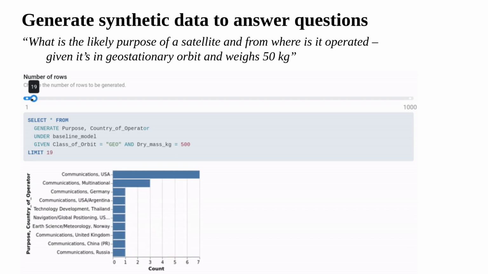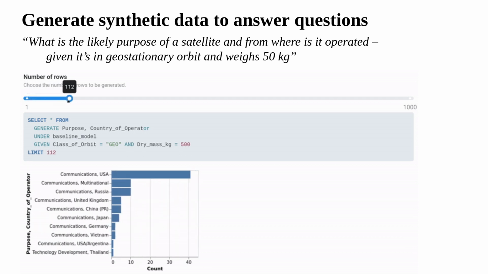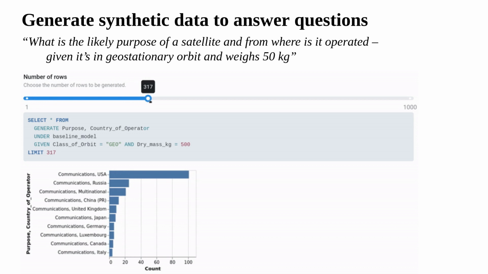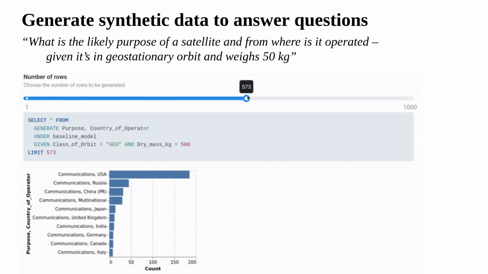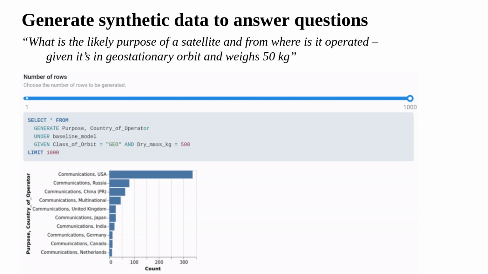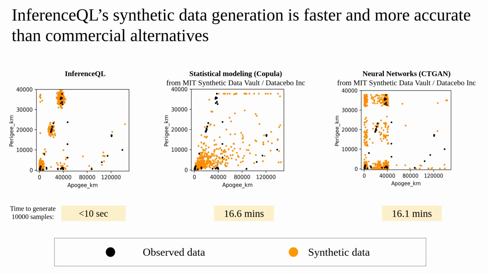InferenceQL allows users to query those programs using constructs that interleave standard database queries with Bayesian inference. Users can generate realistic synthetic data subject to constraints to answer questions. InferenceQL's synthetic data generation is faster and more accurate than commercial alternatives. Compared to copulas and neural networks on the right, InferenceQL's synthetic data looks more like the observed data. It captures both the different aspects and clusters in the observed data and the tail of the distribution in the bottom right of the plot.